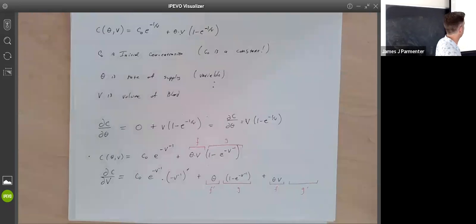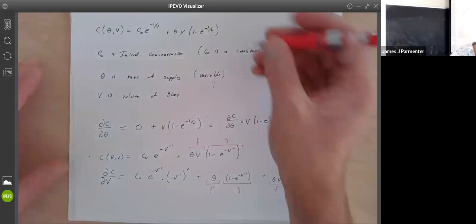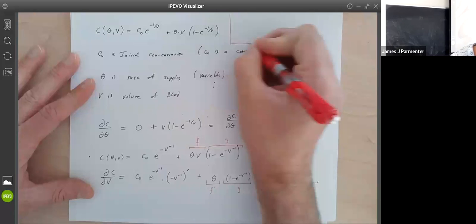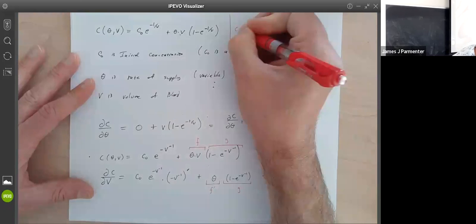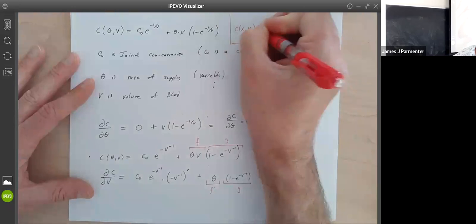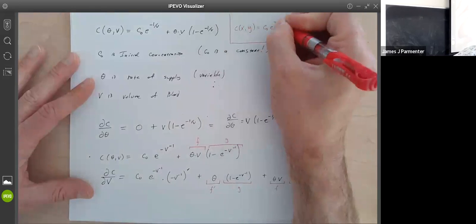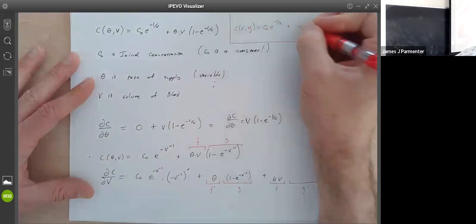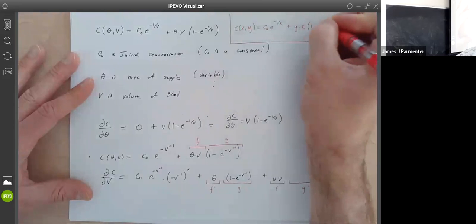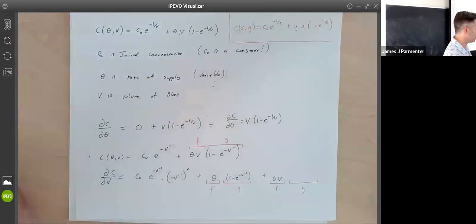And if it makes it easier, you could totally rewrite this. You could say, I'm going to make this easier for myself. I'm going to say c of xy equals c naught e to the -1 over x plus y times x times 1 minus e to the negative 1 over x. That helps. You can take the derivative with respect to either variable, and you still should write the answer with the right variables.